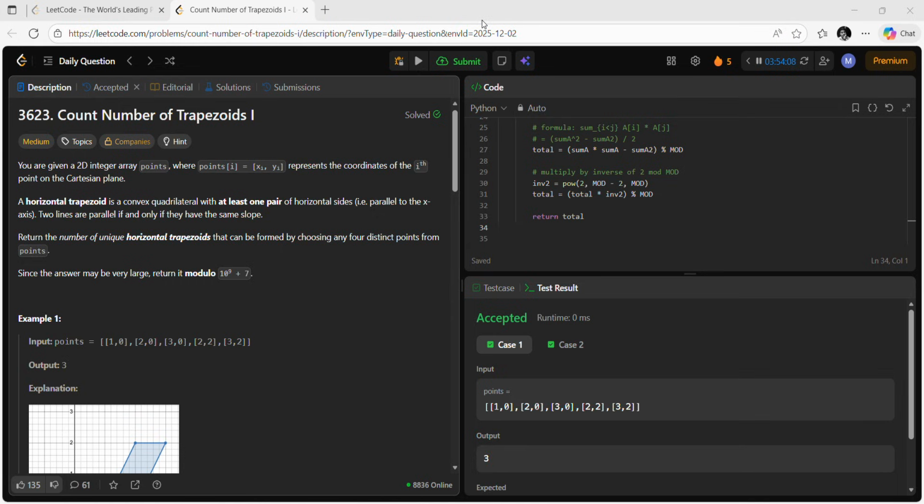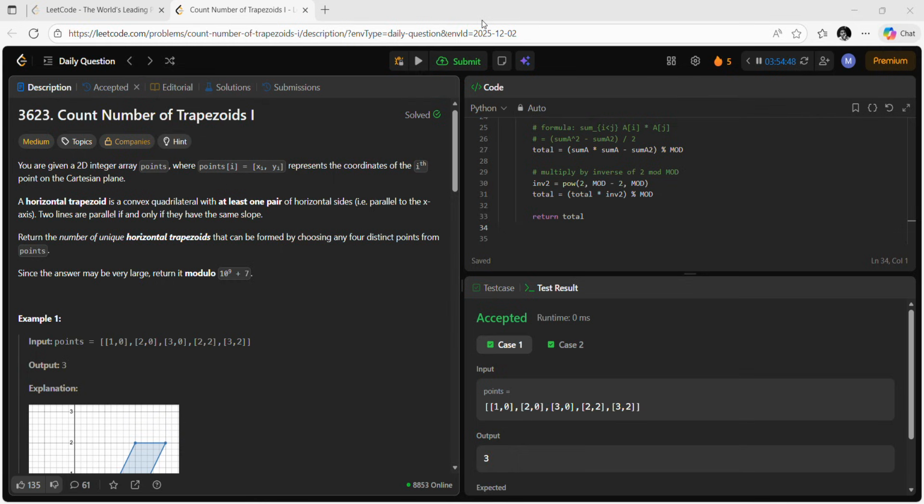So here the problem is, we are given n points, and each point has coordinates x, y. We need to count how many horizontal trapezoids we can form using any four distinct points. A horizontal trapezoid is a quadrilateral that has at least one pair of horizontal sides. That means two sides must be parallel to the x-axis, which translates to them lying on two distinct y levels, and each y level must have at least 2 points.